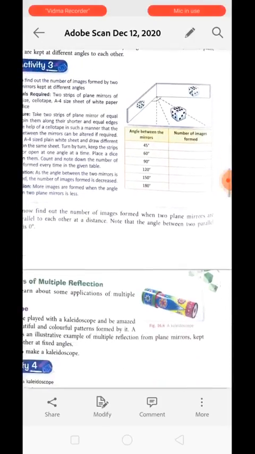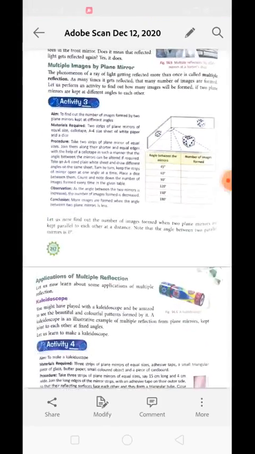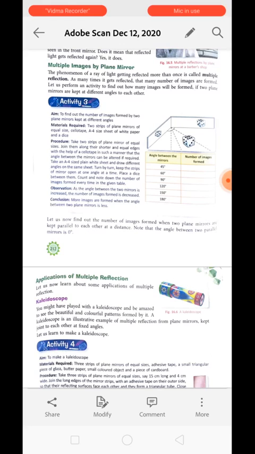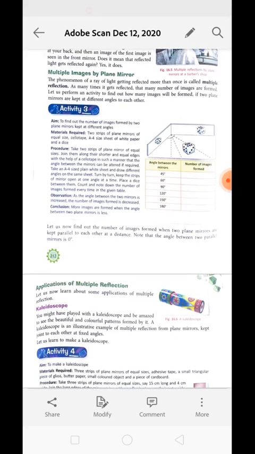Okay, now let us find out the number of images formed when two plane mirrors are kept parallel to each other at a distance. You can see when the mirrors are kept parallel, the angle formed between them is 0. What will happen if 360 gets divided by 0? It will turn into infinity. Okay, means infinite number of images will be formed until you can see it in the mirror. The images will continue to form.